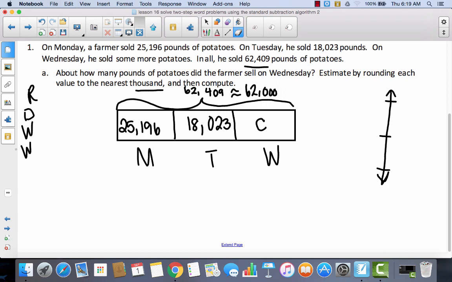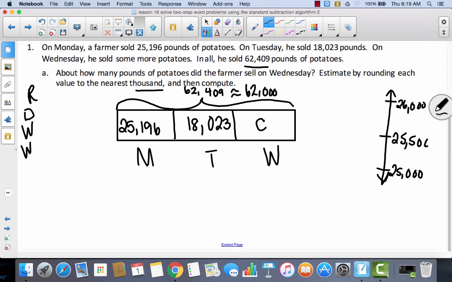So it says that we have 25 thousands. So I'm going to go ahead and label this 25,000. What's one more than 25? 26. So I've got 26,000. Halfway is 25,500. So now I'm looking at my actual answer. Is this more or less than halfway? Well, they both have 25,000, but this has a 1 in the hundreds place, and halfway has a 5. So that tells me that 25,196 is about 25,000.